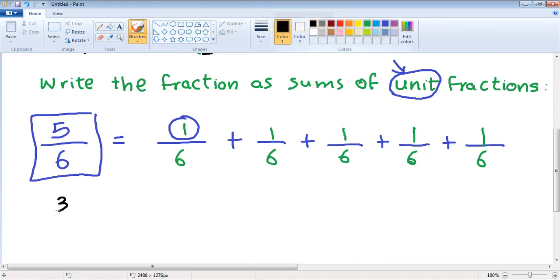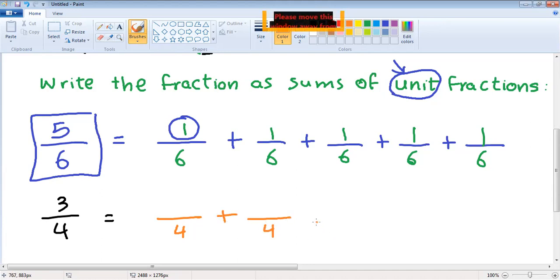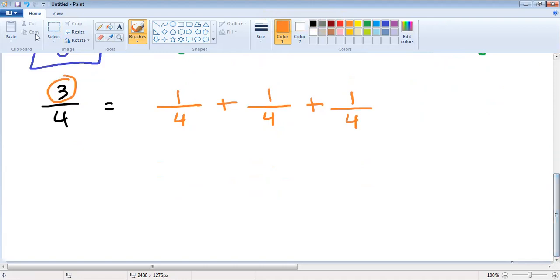Take another one. 3/4 is equal to what fraction plus what fraction plus what fraction? The denominator is 4. Again, and again. No, only 3, because we have the numerator 3. 1, 1, 1. So this is a question of unit fractions. It's easy.